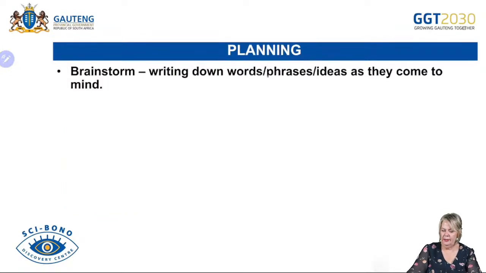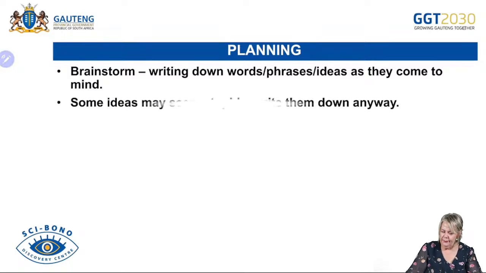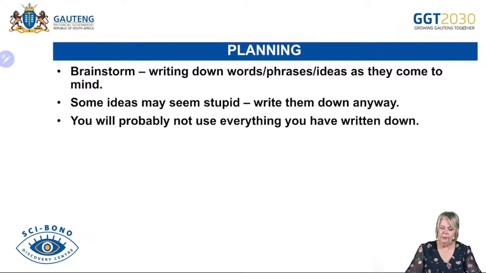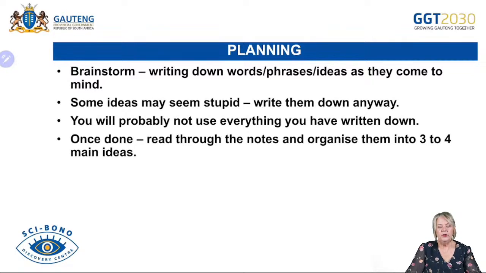Now, when you plan, you brainstorm. That's step one. Remember, you see the picture, you respond, you write down things. You write down words, phrases, ideas as they come to mind. Some of them may seem stupid, but you write them down anyway. You will probably not use everything that you have written down, but once you've done that, you read through the notes and organize them in 3 to 4 main ideas.